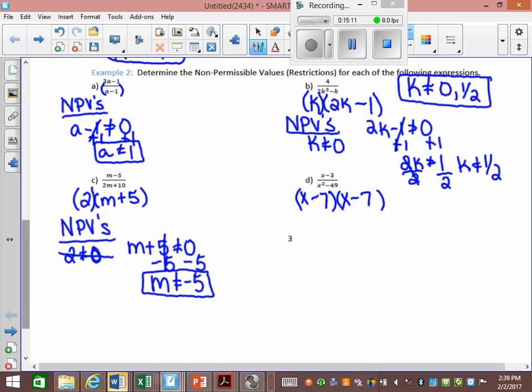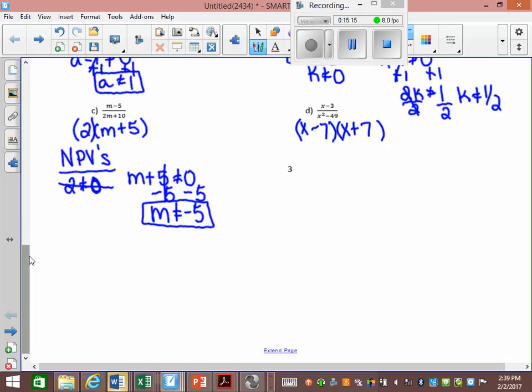And then minus plus, or you could do plus minus. It doesn't matter as long as they're opposite signs. Now you have two things in brackets with variables, so we're going to get two non-permissible values. So my NPVs are going to be x minus 7 can't equal 0, and x plus 7 can't equal 0.